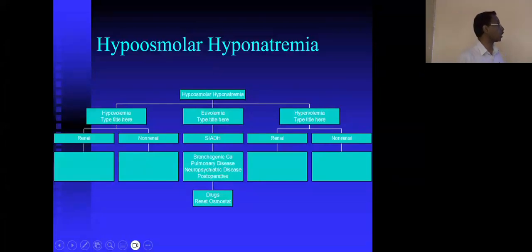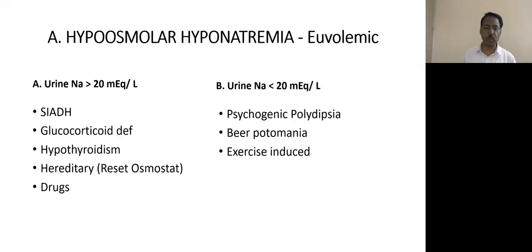So basically that's how it will look. On top you have your hypoosmolar hyponatremia. You have three categories. You're looking at hypovolemic, euvolemic, and hypervolemic. And then you are looking at whether it's renal or extrarenal. And so urine sodium becomes important at this point of time to differentiate that. Now, we'll look at each one of them.